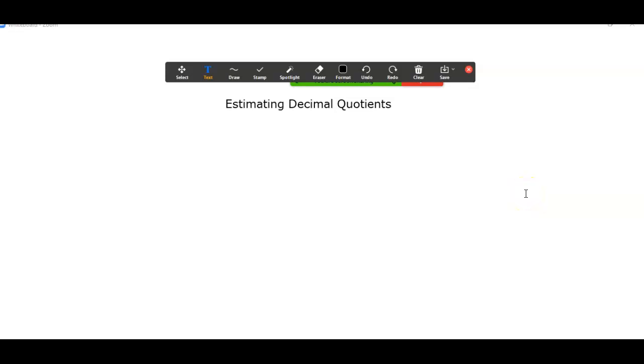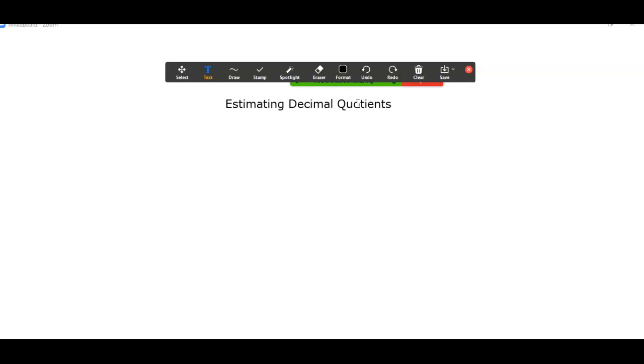So today we are going to be estimating decimal quotients. All right, we've done a lot of estimating so far this year, so estimating is not new. And we have done estimating of quotients, but it was with whole numbers and not decimals. So that process of estimating whole numbers and then estimating decimal quotients is really pretty much the same.